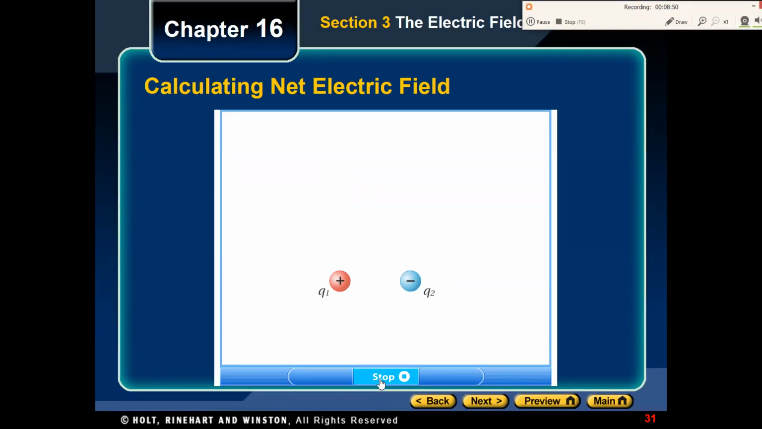Consider two small charges, one positive and one negative. Using the superposition principle, you can calculate the net electric field at any point. Choose a point P directly above Q1. First, calculate the electric field produced by each charge at point P, and then find the vector sum of these fields.